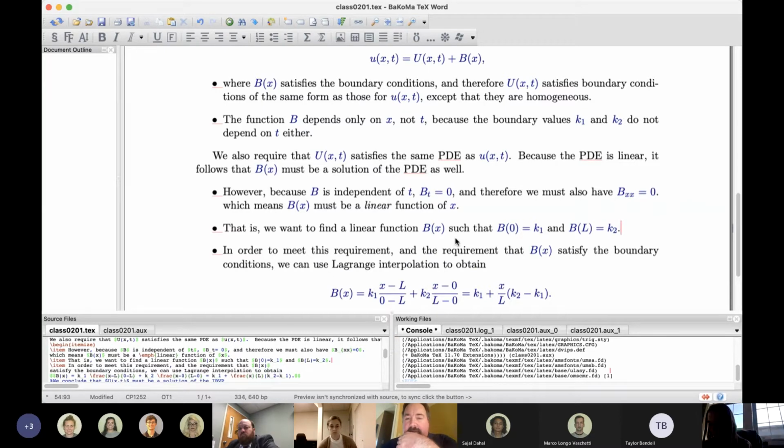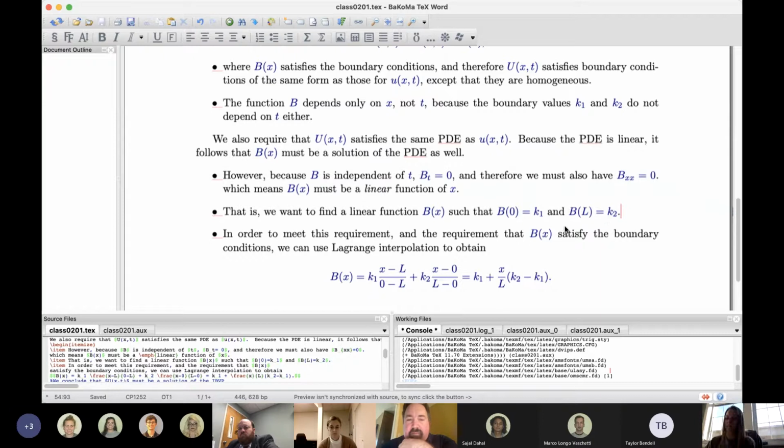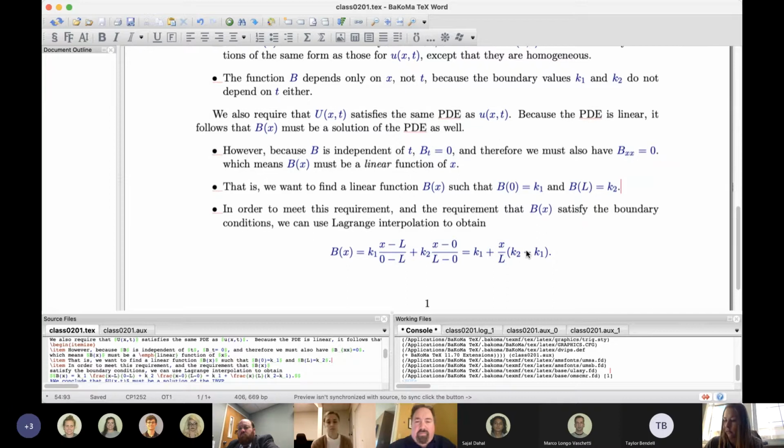Now this is just a problem of finding the equation of a line that passes through two points, (0, k1) and (L, k2). There are different ways we could do that. I'm actually going to use what's called Lagrange interpolation, which those of you who've taken numerical analysis of any kind are familiar with. The idea is this fraction here, (x − L)/(0 − L): if I plug in x equals 0, then I get 1, because everything cancels out. If I plug in x equals 0 over here in this fraction, it'll be 0, and it goes away. And I'm left with just k1.